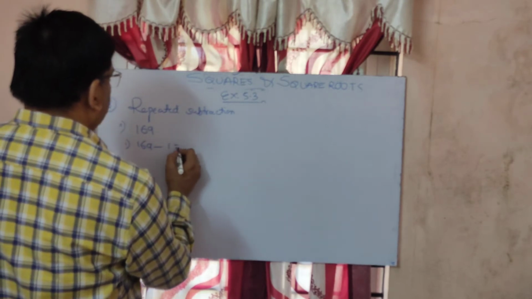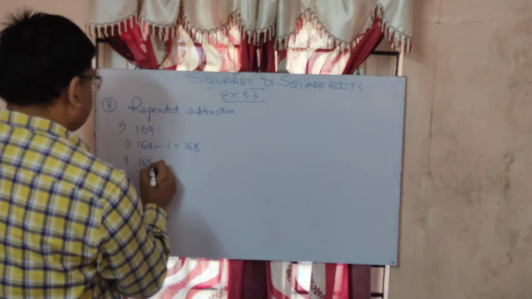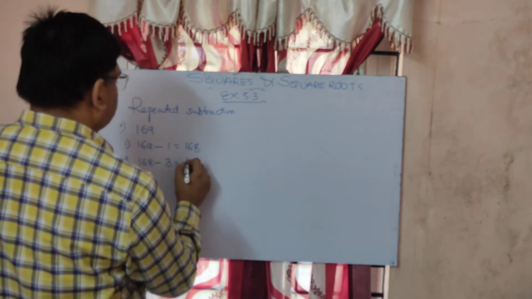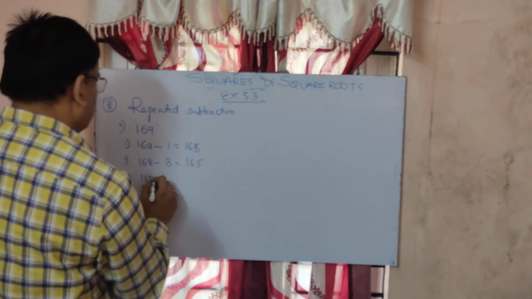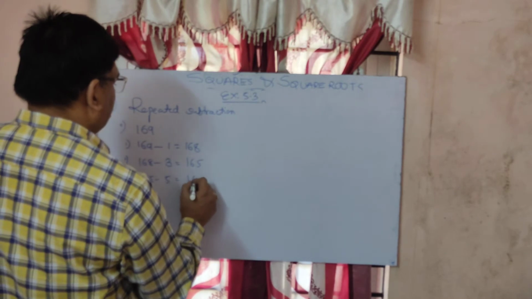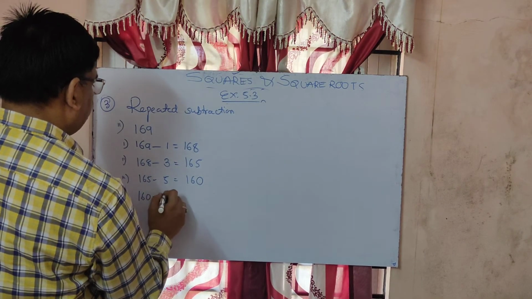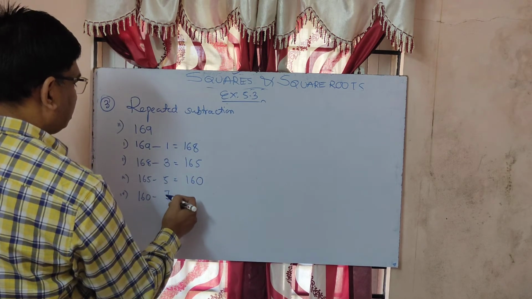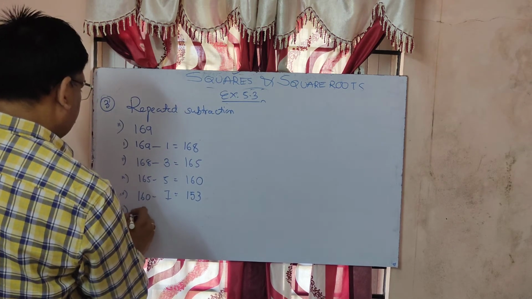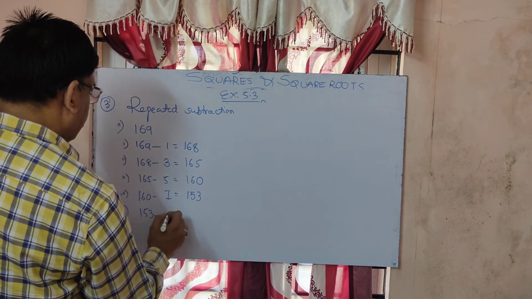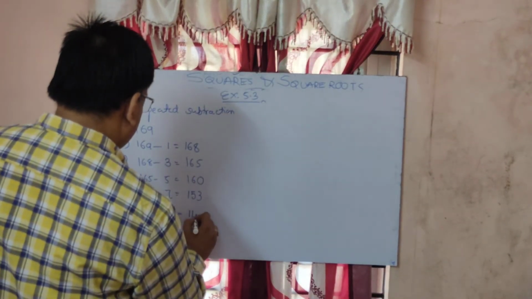169 minus 1 is 168. Second, 168 minus 3 is 165. Third: 165 minus 5 is 160. Fourth: 160 minus 7, 1, 3, 5, 7, is 153. Fifth: 153 minus 9 is 144.